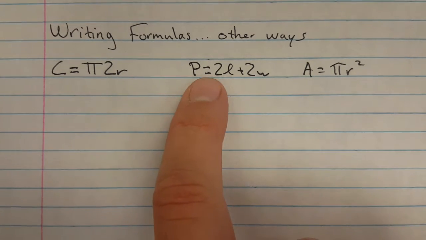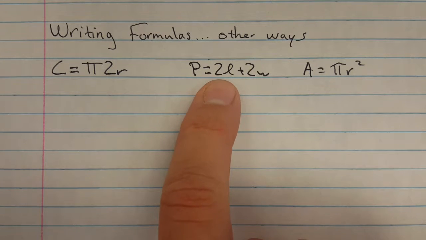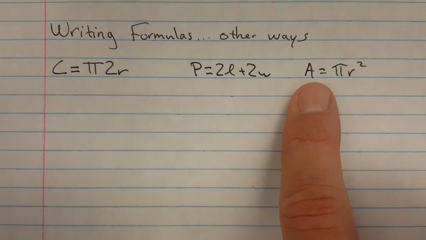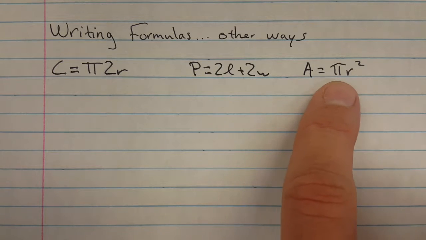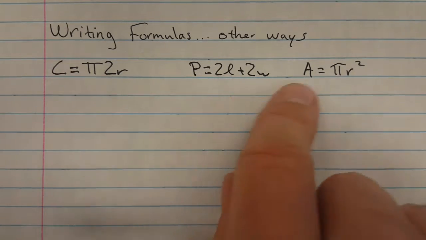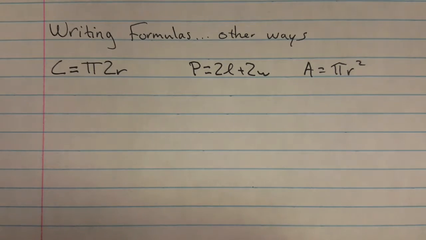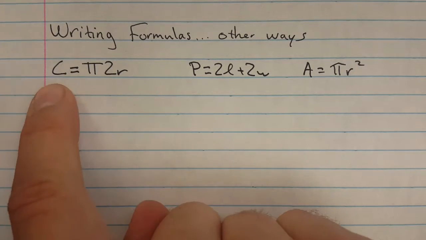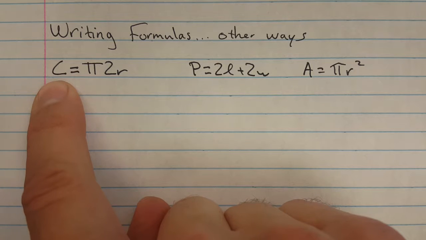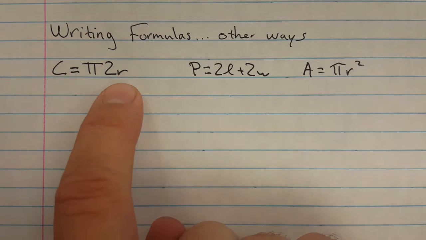It's all interchangeable. The perimeter of a rectangular shape would be the two lengths plus the two widths. And then the area of a circle, I believe, is pi r squared. So we're actually going to solve these for the other variables. We're writing formulas other ways because we don't always get the radius, so we need to find the circumference.